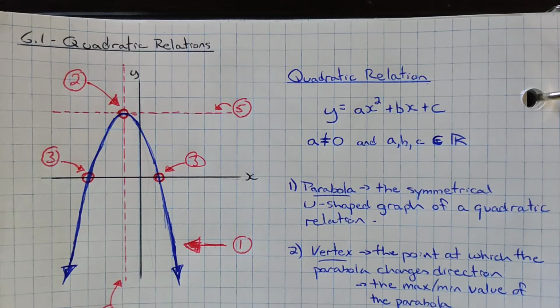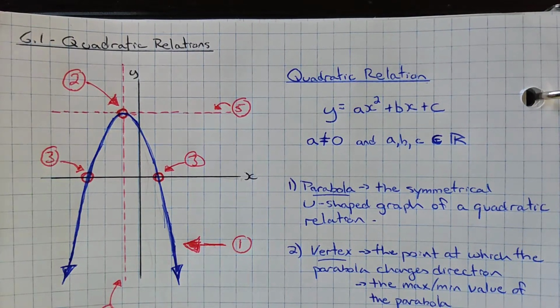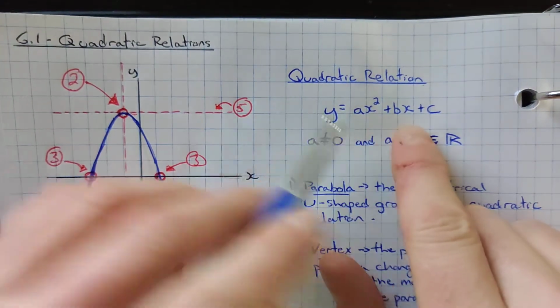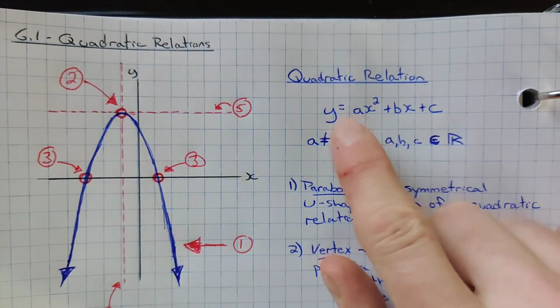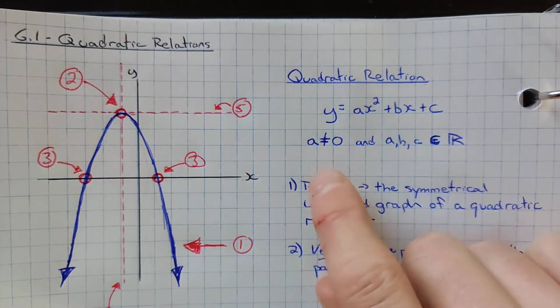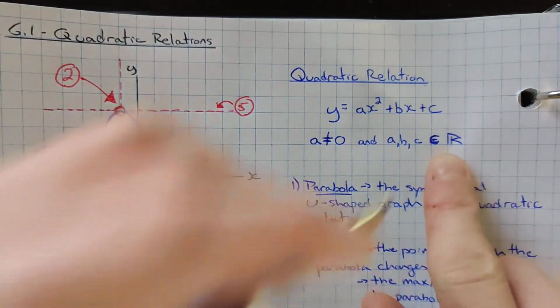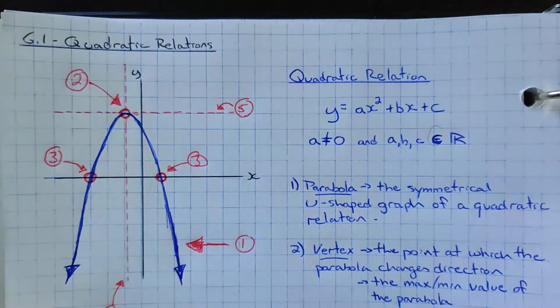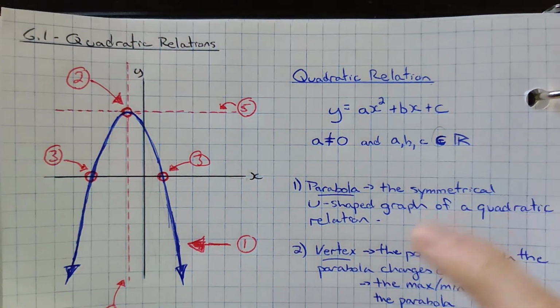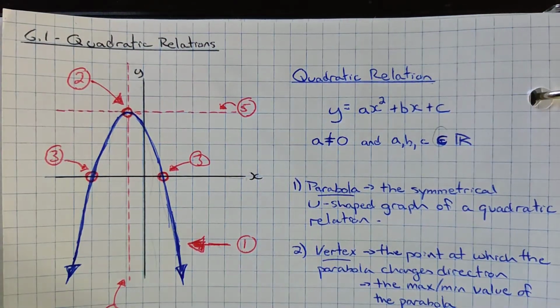A quadratic relation has a general formula of y equals ax squared plus bx plus c. a, b, and c are all real numbers. That's what this means: they belong to the set of real numbers, just a short form of writing that. That means they're whole numbers, integers, fractions, decimals, any number that you may have dealt with. There are some numbers that they don't fit, but we will get to those in another unit.